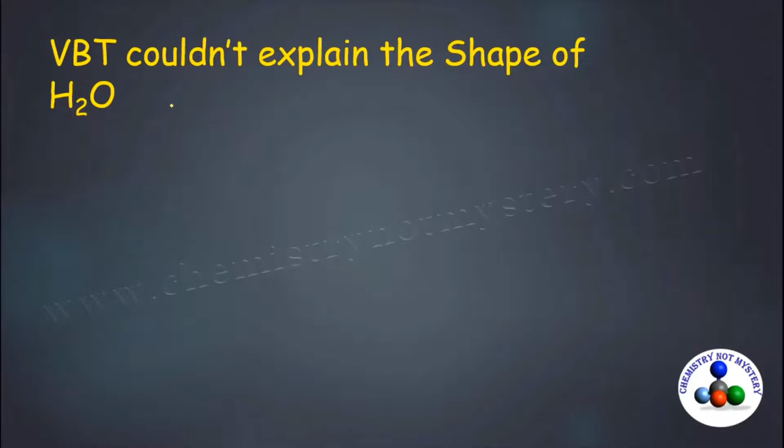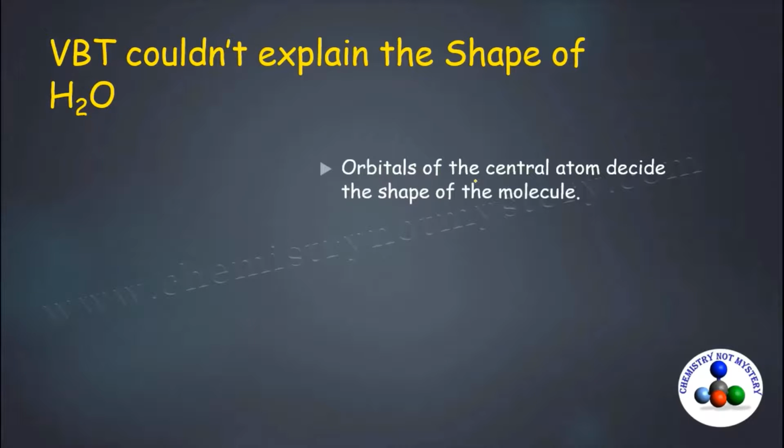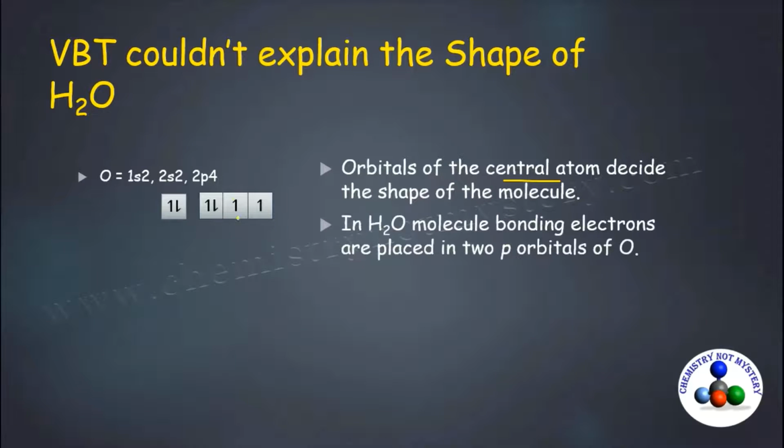VBT has certain limitations. For example, it couldn't explain the shape of the water molecule. According to VBT, orbitals of the central atom decide the shape of the molecule. In water, the central atom is oxygen. According to VBT, half-filled valence orbitals should participate in the bonding. That means this py and this pz will participate in the bonding, and these two orbitals are perpendicular to each other.